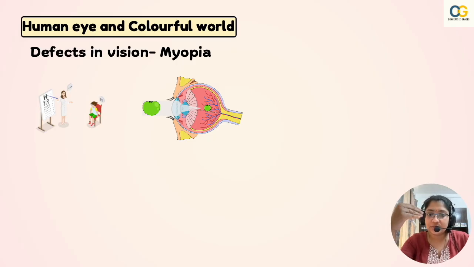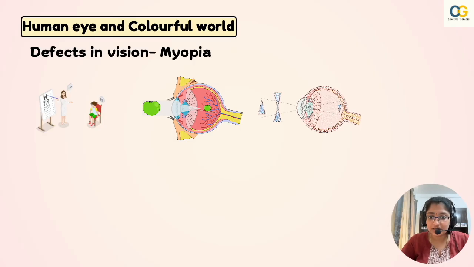So my image is formed in front of the retina and I'm unable to see the object. So I correct it with the help of a concave lens. As you see, my specs will be thin in the middle and bulged on the sides, which shows that it is a concave lens which helps correct this vision. It ensures that the image is converged and diverged correctly, such that the image is formed on the retina.